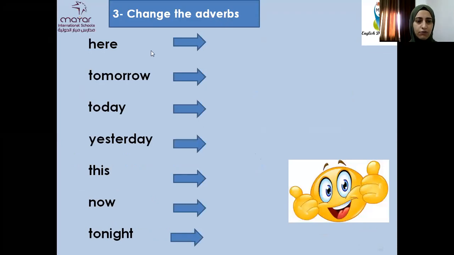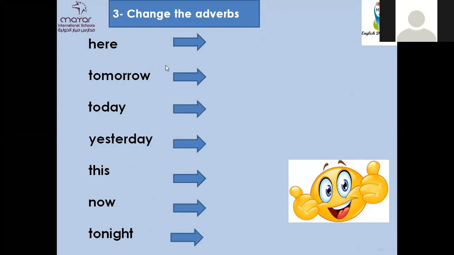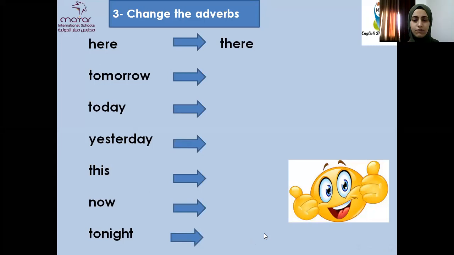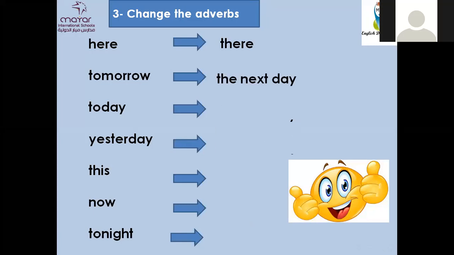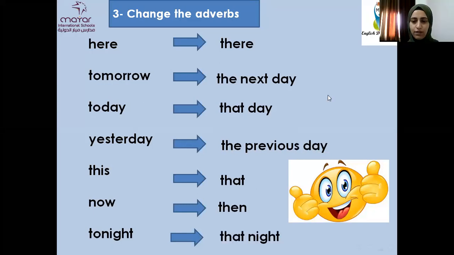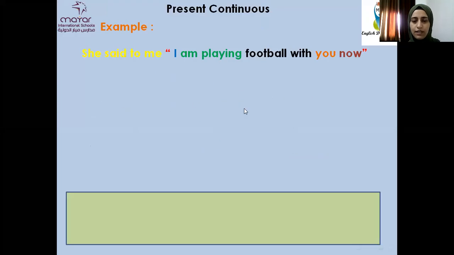How do we change the adverbs? So these are the adverbs. Here becomes what? Here, there, tomorrow, the next day, today, that day, yesterday, the previous day, this, that, now, then, tonight, that night. Bravo. Well done.